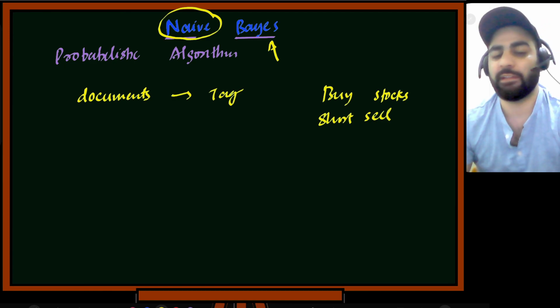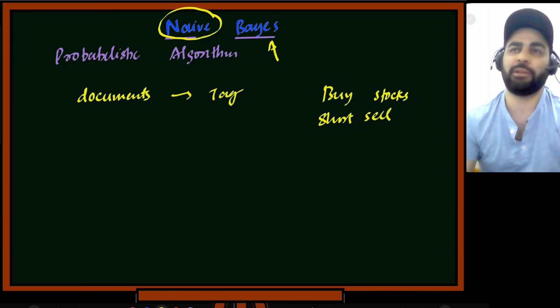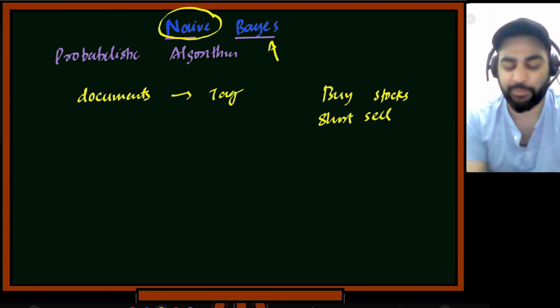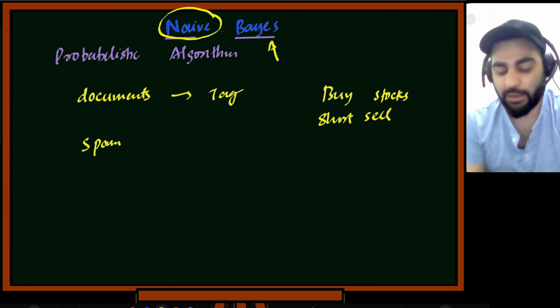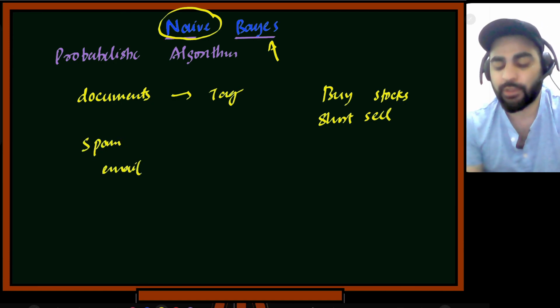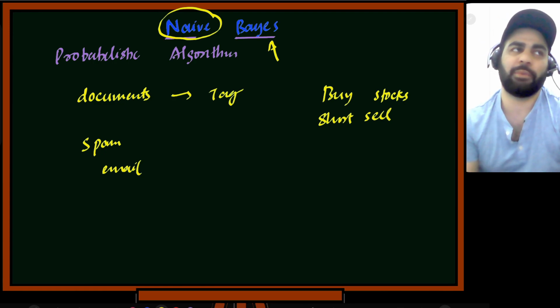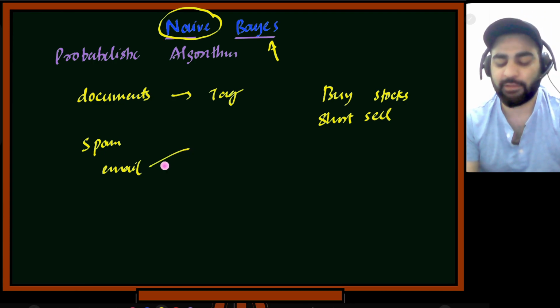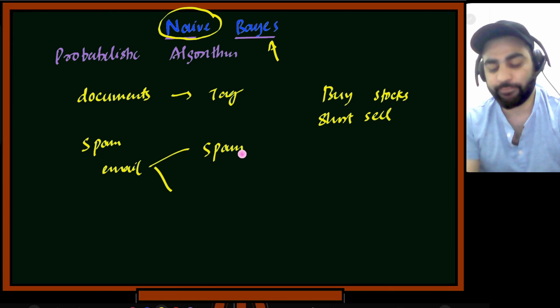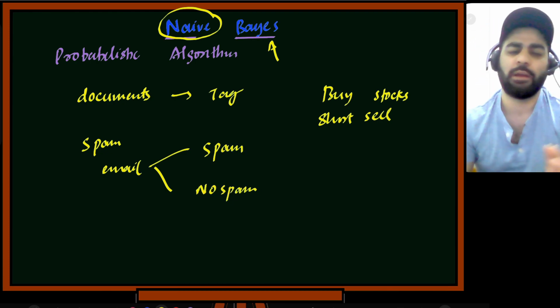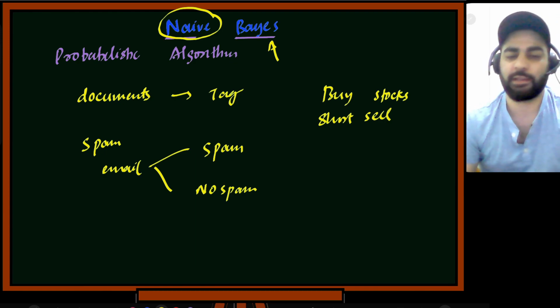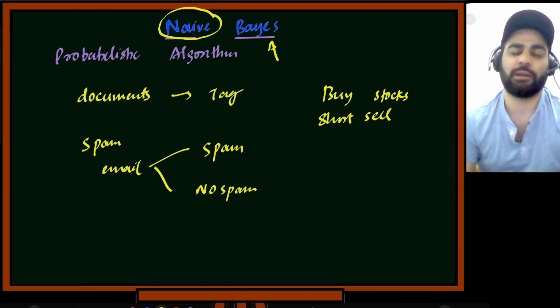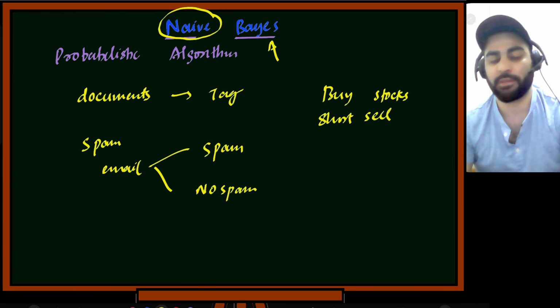Even spam detection, which we have been using as a running example. You receive an email, and your Gmail or Outlook, whatever mail you are using, has to detect whether it's spam or not spam. All of these things are classification problems. I'm just giving you an overview because we'll be using these things again and again in this naive-Bayes discussion, so you must know them.